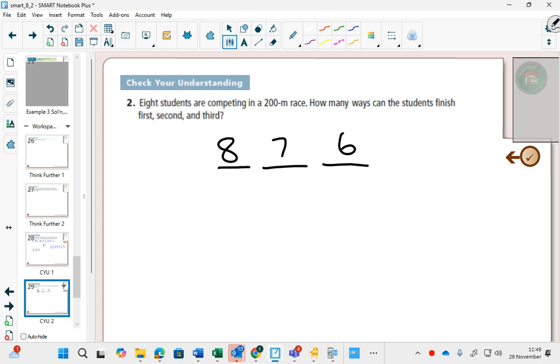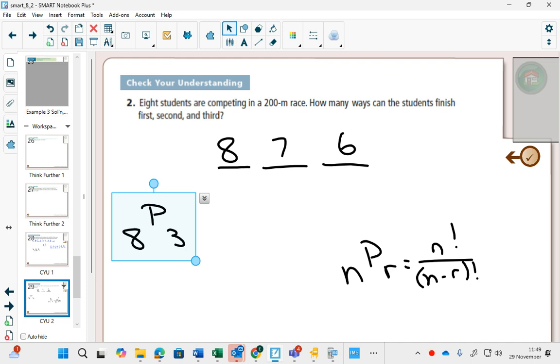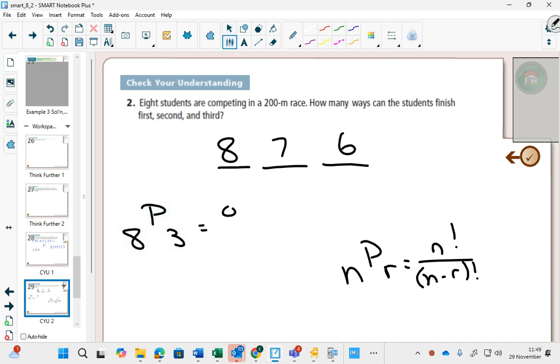This is the same as 8P3. And your formula for nPr on your formula sheet says n factorial over n minus r factorial. So let's look at how this formula works. 8P3 would tell us, according to the formula, 8 factorial on the top and 8 minus 3 factorial on the bottom, which is the same as 8 factorial over 5 factorial.